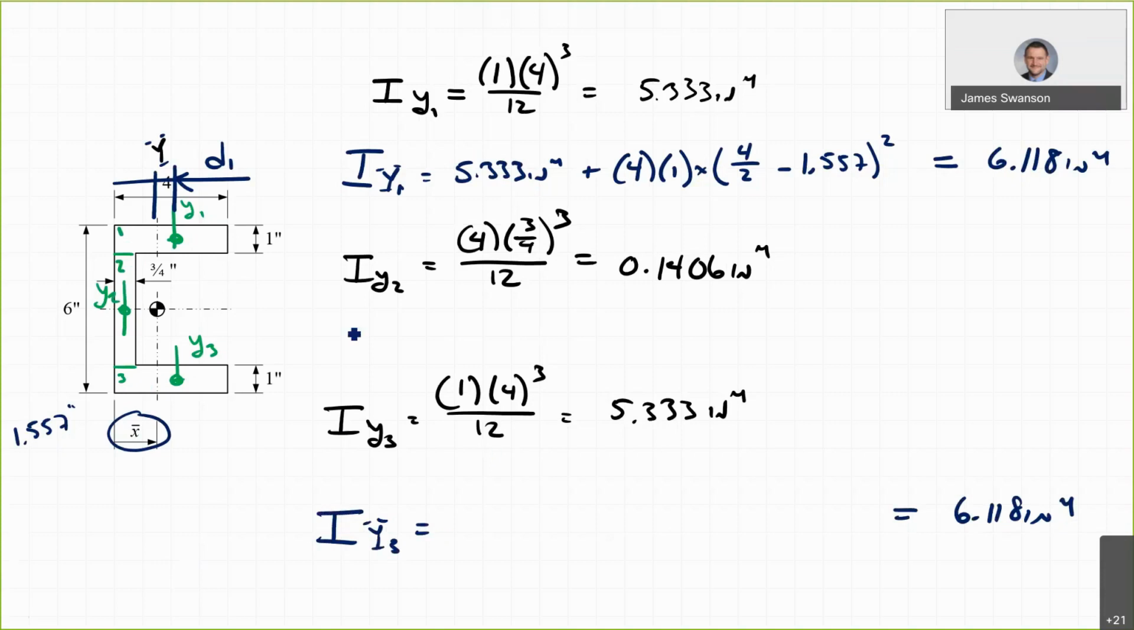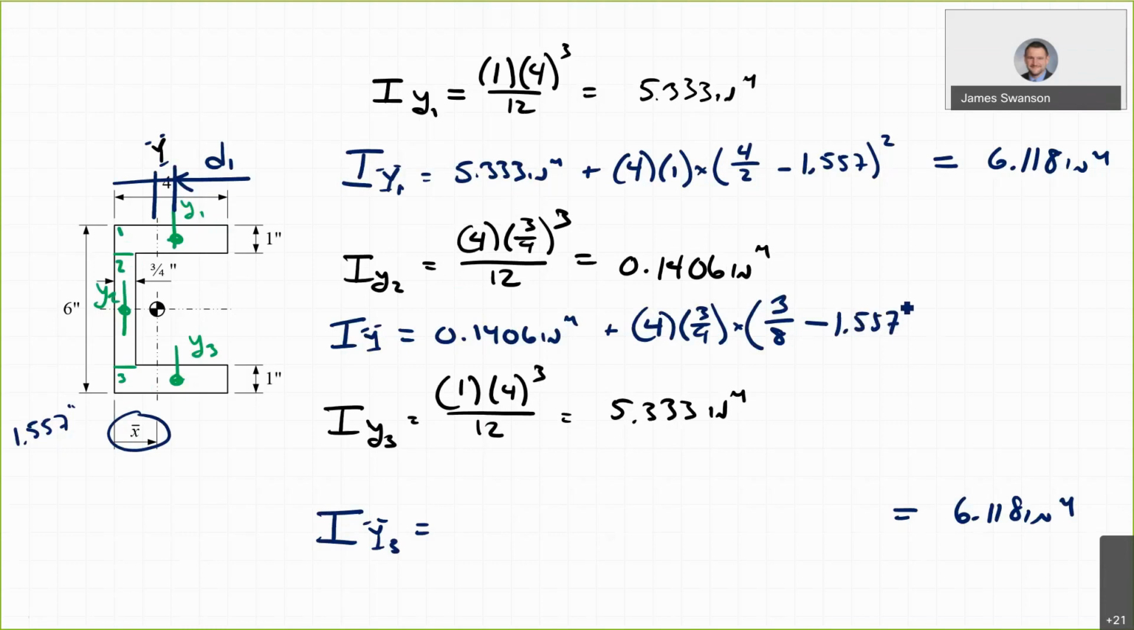All right, now for I sub y2, so that's the moment of inertia of the big area about the major y-axis. This is going to be I sub little y2 plus AD squared, so 0.1406 inches fourth plus the area A, that's 4 inches high times 3/4 thick, times the distance d squared. So this is going to be half of 3/4. I'll just write it in as 3/8, and then minus 1.557, and then we square that.